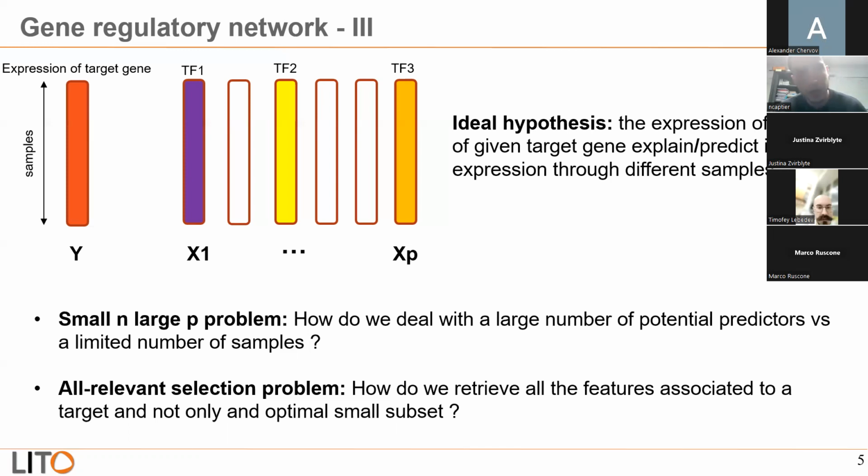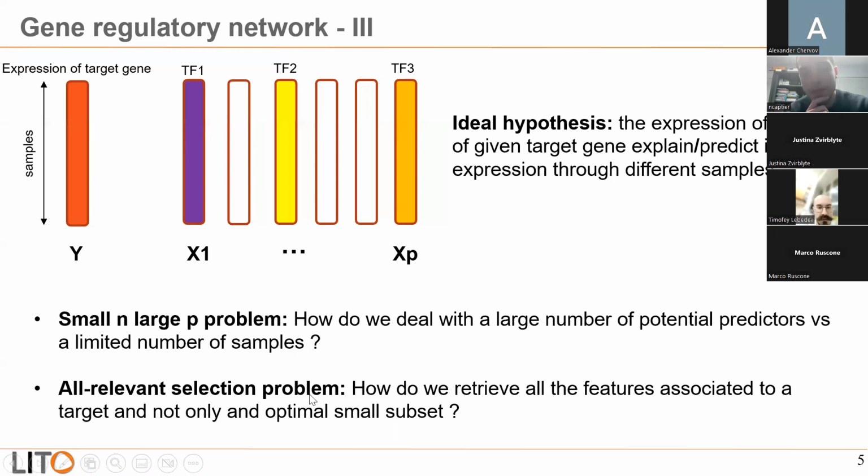The first one is that usually you will have a lot more features than the number of samples. And this is a statistical problem, and we need to use some algorithm that can deal with such a problem.